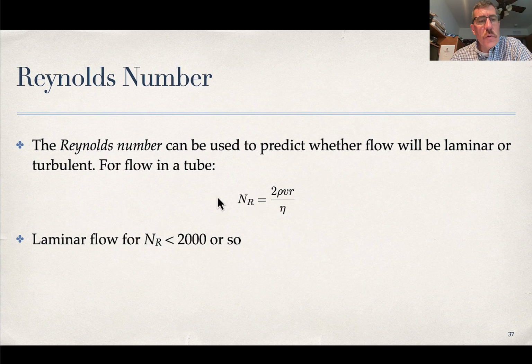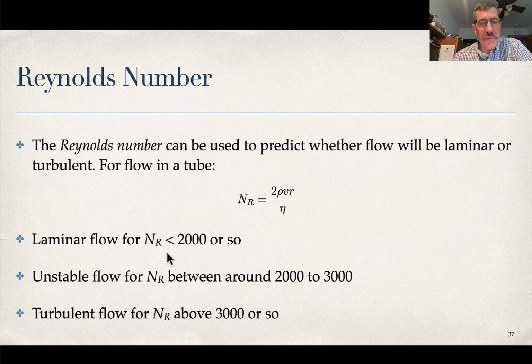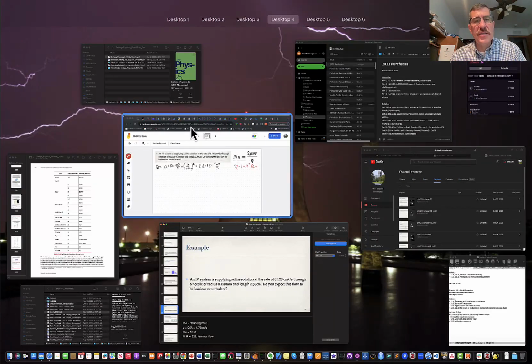And the rule of thumb is if the Reynolds number is less than around 2000, it'll be laminar flow. Between about 2,000 and 3,000, you expect it to be kind of unstable, so it might flip back and forth between laminar and turbulent flow. But if the Reynolds number is above 3,000, you would expect it to be turbulent flow. Okay, so let's do a quick example.